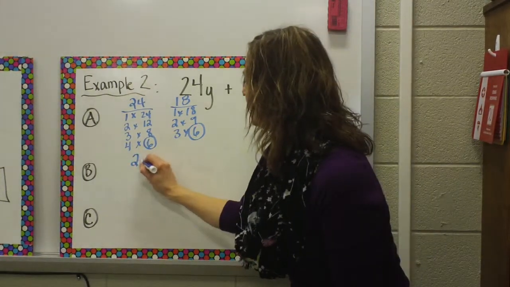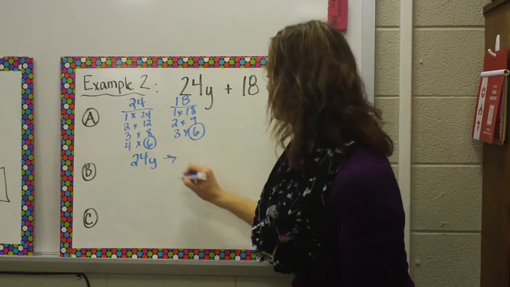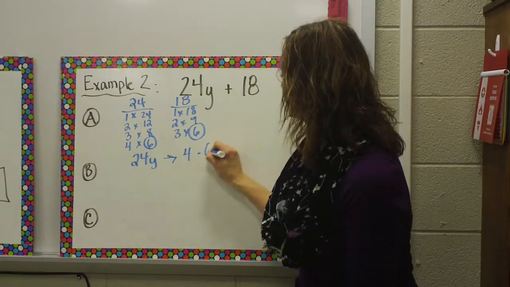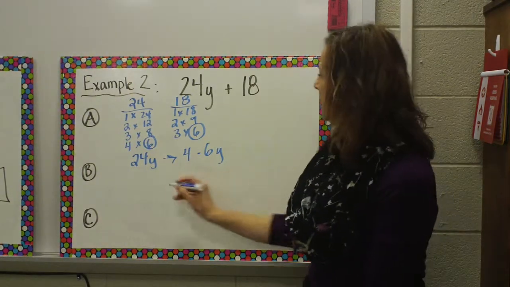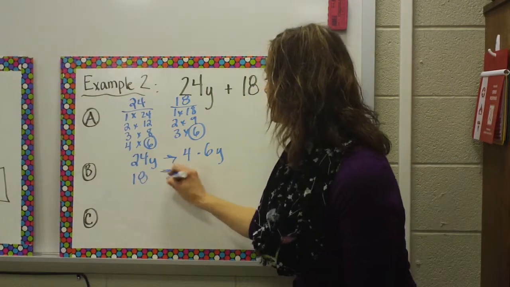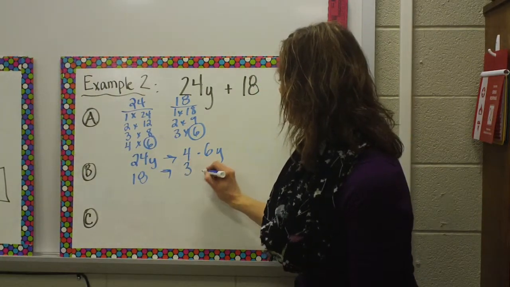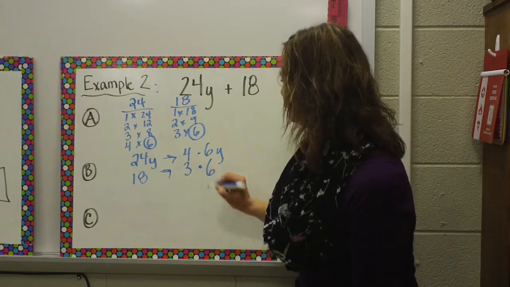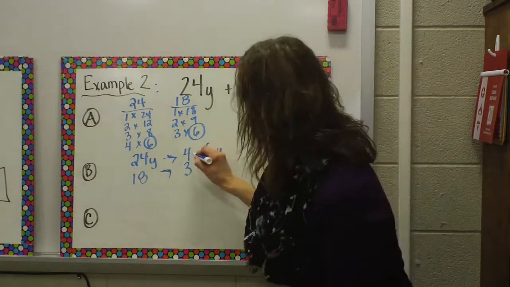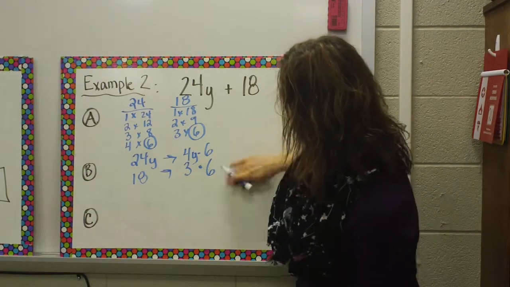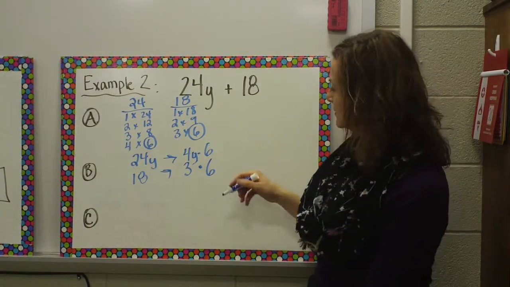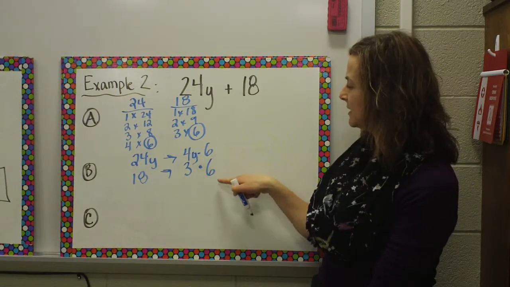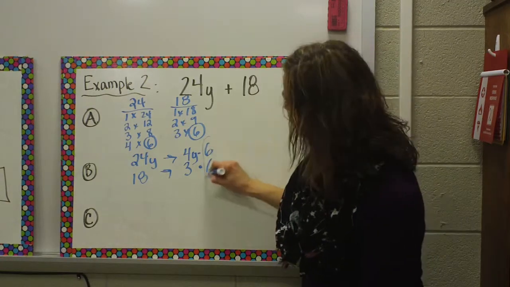So my 24y is going to turn into 4 times 6y. My 18 is going to turn into 3 times 6. And really it should be, I messed up here, it should be 4y times 6 because I want the greatest common factor to be pulled out. So I'm correcting that. Notice how I corrected that. 4y times 6, so the greatest common factor is 6.